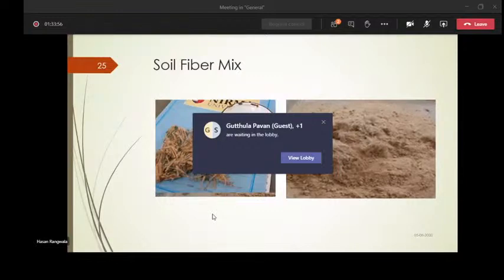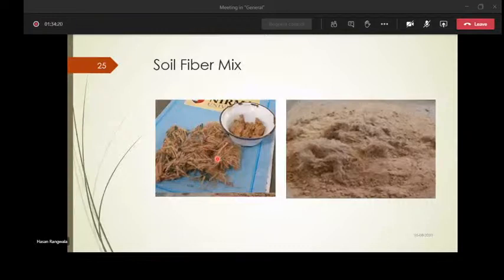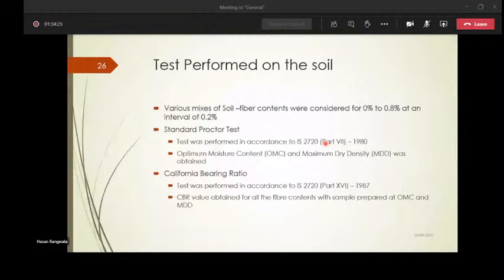Okay, so this is the raw material that has been procured in the form of soil as well as the fiber, or rather the thread. Then we split all the rope into fibers and mixed it with the dry soil, and then we did the standard Proctor test. So we added some water and then the compaction.